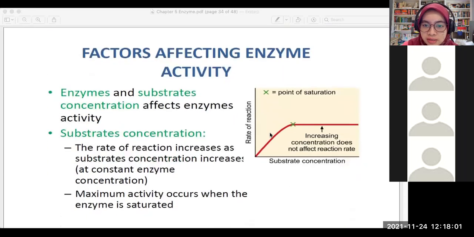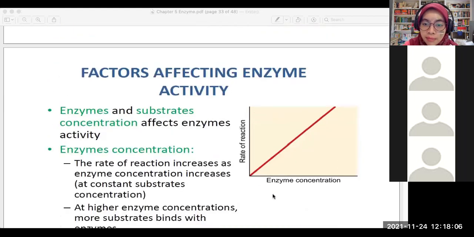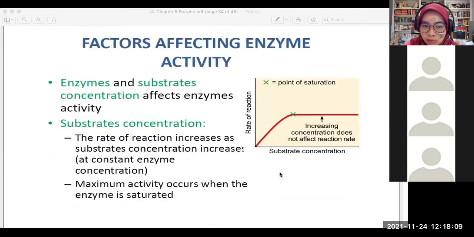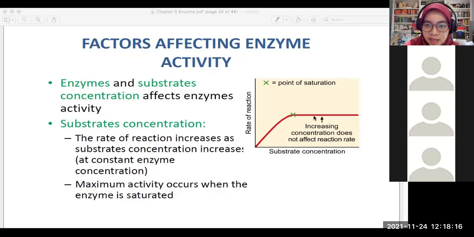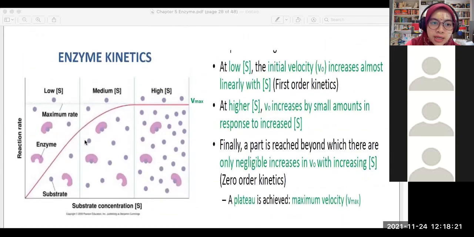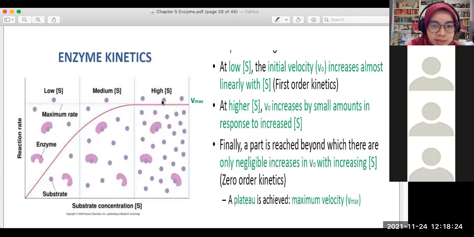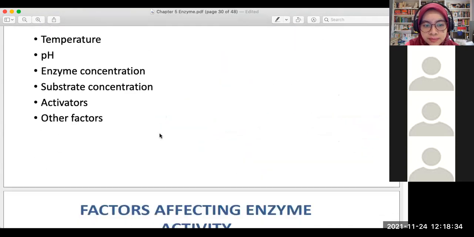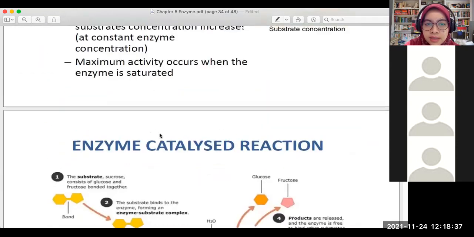Okay, as for rate of reaction against substrate concentration. So just now was the amount of enzyme. So now we will keep the enzyme constant, but we will increase the amount of substrate. This graph is actually similar to the first graph that we saw just now. So as the amount of substrate increases, if we have the same amount of enzyme, eventually the rate of reaction will reach a plateau or become stagnant.